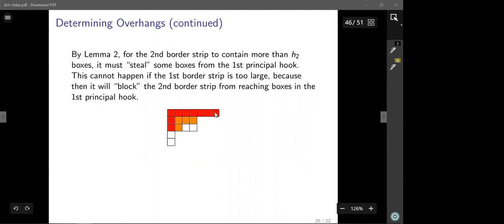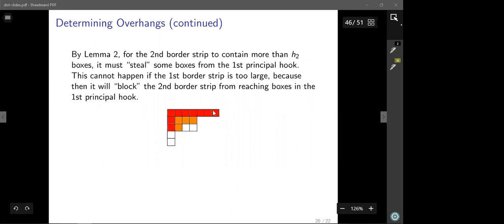if I try to say my alpha 1 is 1, 2, 3, 4, 5, 6, 7, 8, 9 here, and my alpha 2 is 1, 2, 3, 4, 5, 6 here, it's not going to work, because if the first one is too large, it's going to block the inner one from being able to reach these things. It's going to be a disconnection problem again. So the maximum size that this first thing can be without blocking this thing from reaching the first column is going to tell me the size of these overhangs.